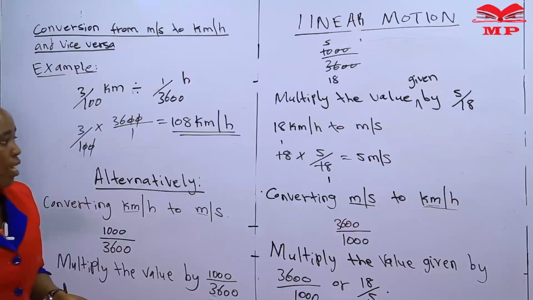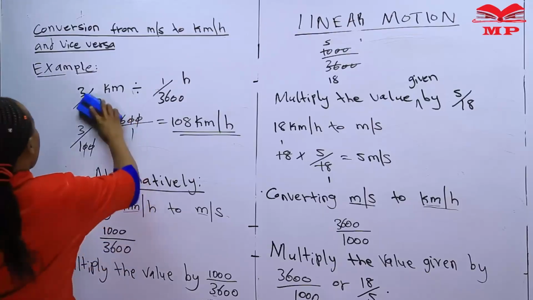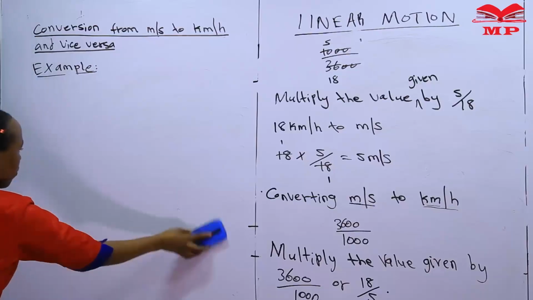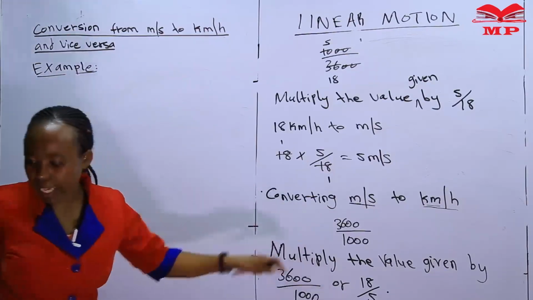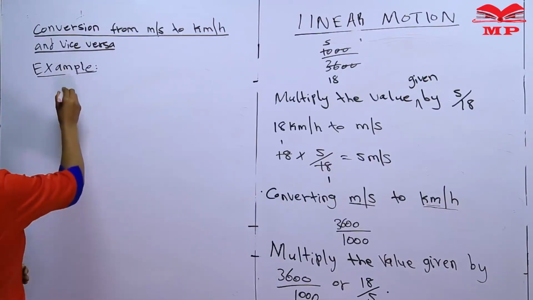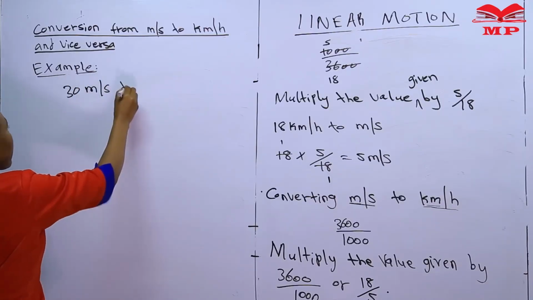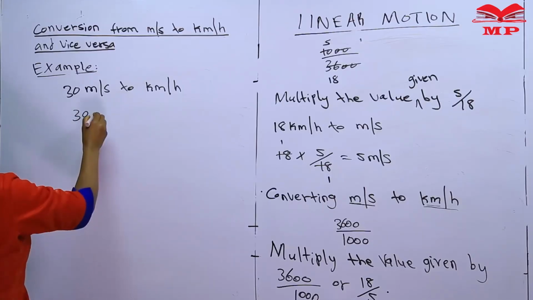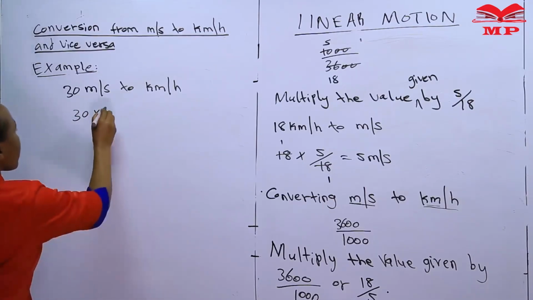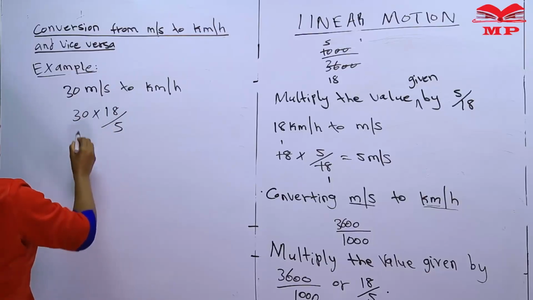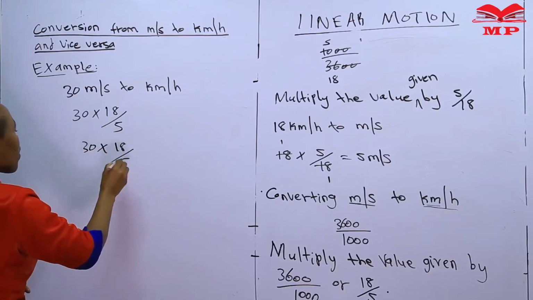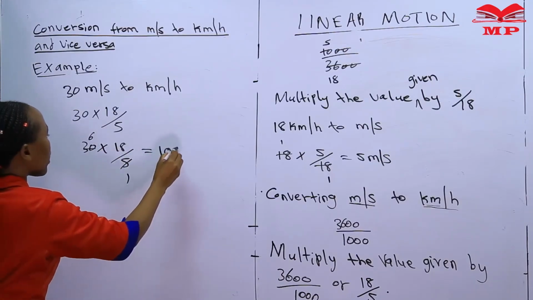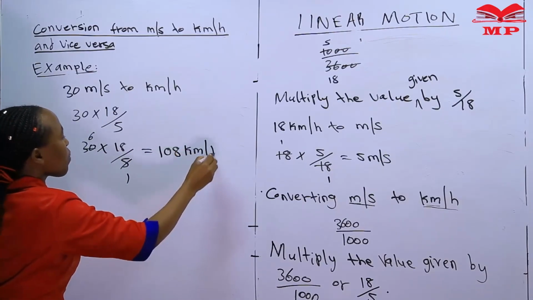And therefore, again, if we consider the other example that we had, of converting meters per second to kilometers per hour, we had 30 meters per second to kilometers per hour. So we simply need to take 30, we multiply by the 18 all over 5. And we end up getting 30 times 18 over 5, 5 into 30 is 6. 6 times 18, you get 108 kilometers per hour.